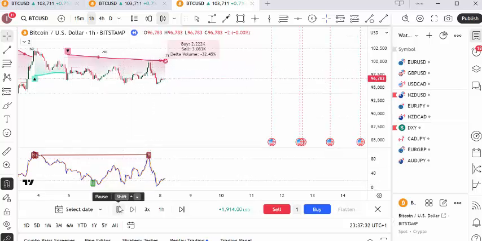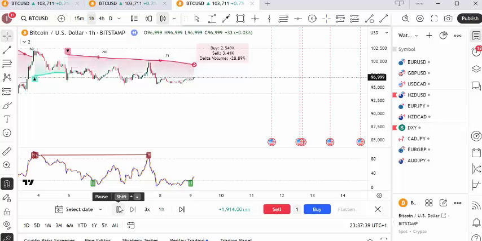Anyways, you need a premium TradingView account. You can't do without that. You need a premium TradingView account.